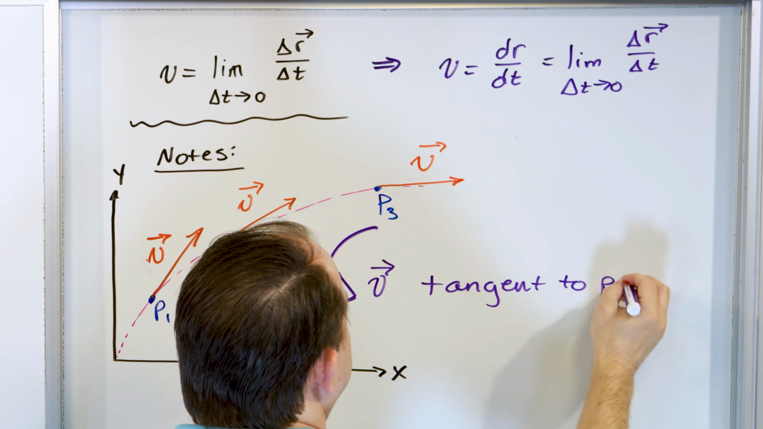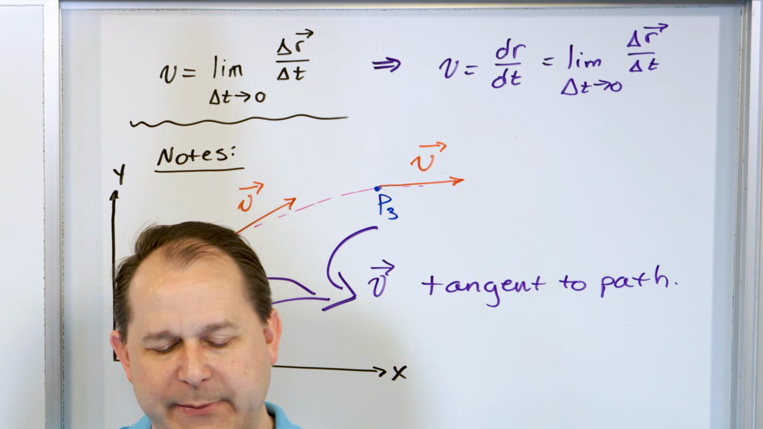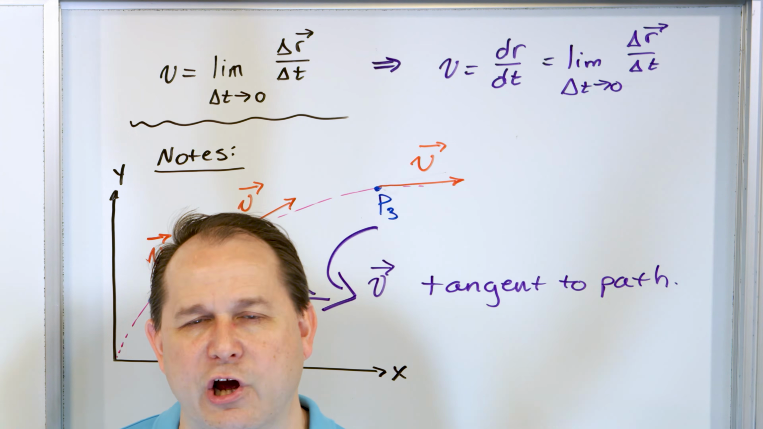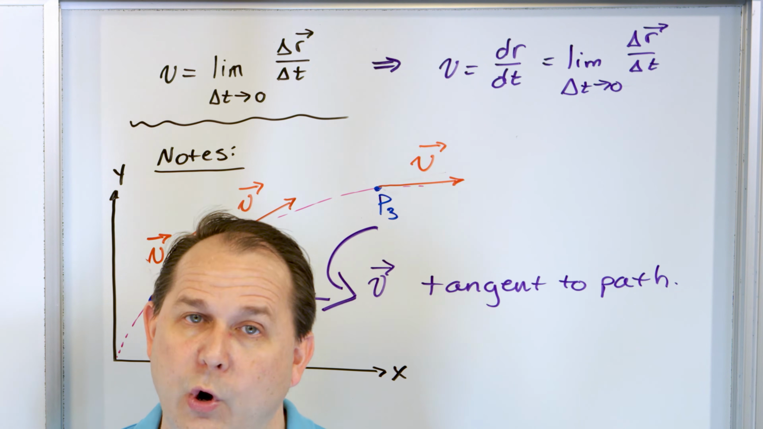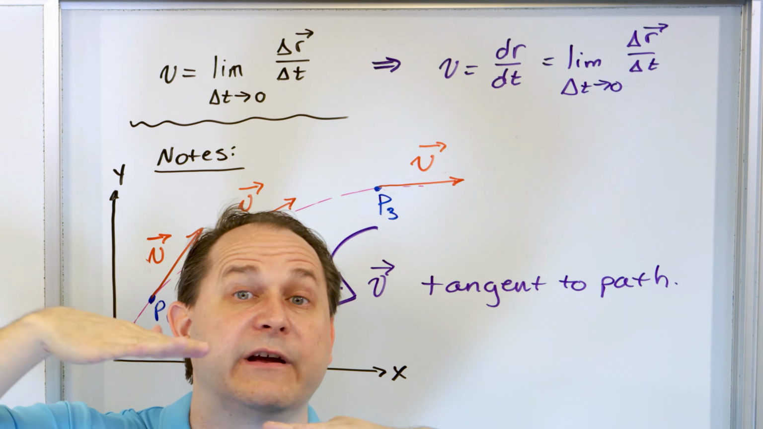to the path. And when I say tangent, I'm not talking about trigonometry tangent. I'm not talking about sine over cosine. I'm not talking about the trigonometry. I'm not talking about that tangent at all. I'm talking about tangent as a word in math. That means when two things are tangent, they only touch at one point.